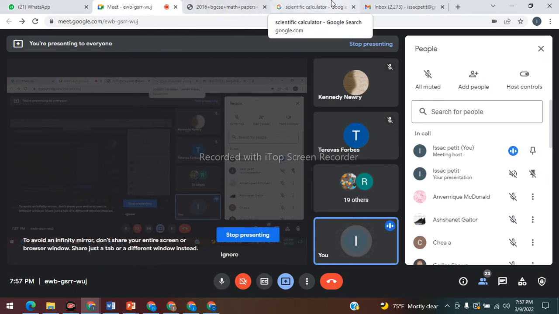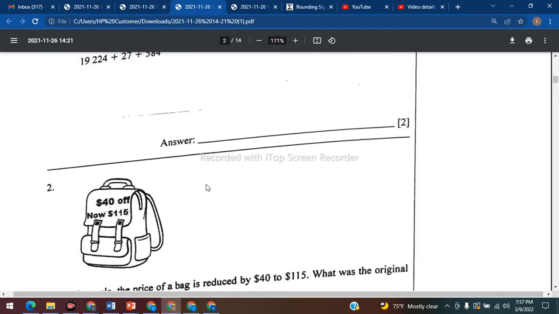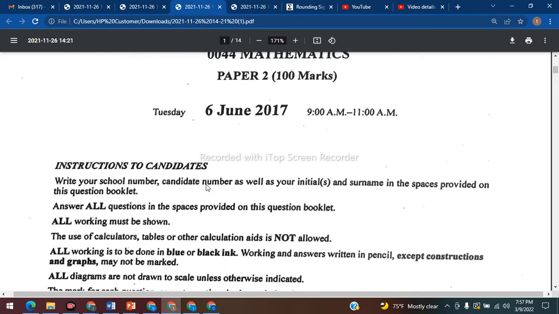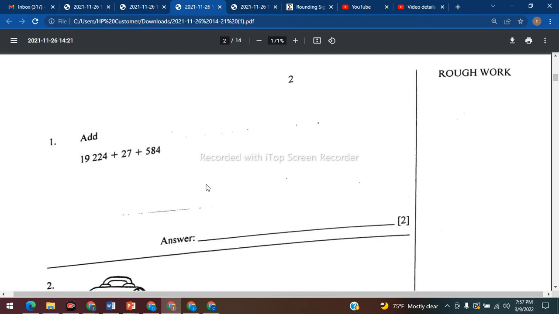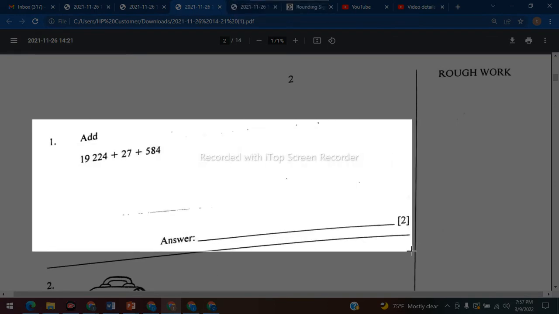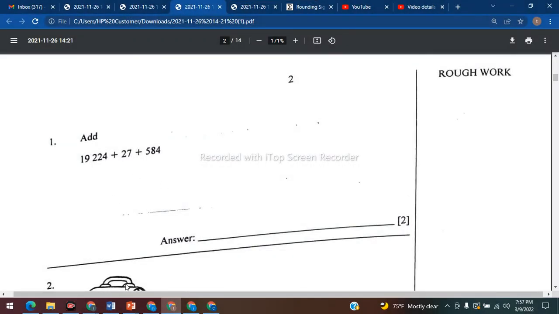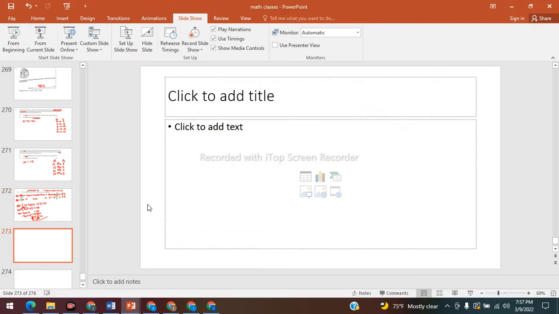Alright, so let's wrap this one up. The last question on this 2017 paper, we finished it. This paper too. Oh my goodness. If any of y'all get this wrong, man, it's like an easy 2 points. Alright, so add it for me. We're going to add it by hand. Okay, so no calculators.